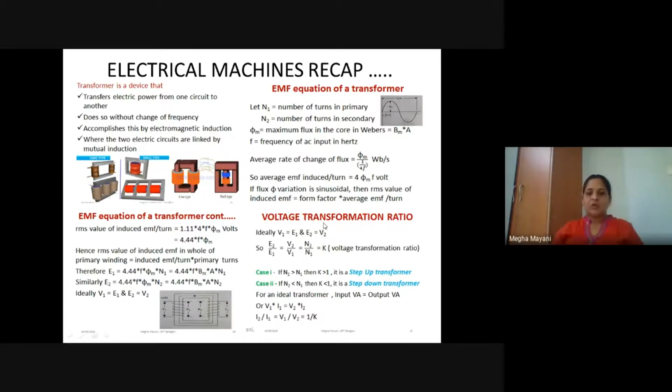We have also defined the voltage transformation ratio. The ratio of secondary to primary voltage is called the voltage transformation ratio. If the number of turns in the secondary is greater than the number of turns in the primary, it is a step-up transformer. If the number of turns in the secondary is less than the number of turns in the primary, it is a step-down transformer. An ideal transformer has input power exactly equal to output power. We have also got the expression for the current ratio.